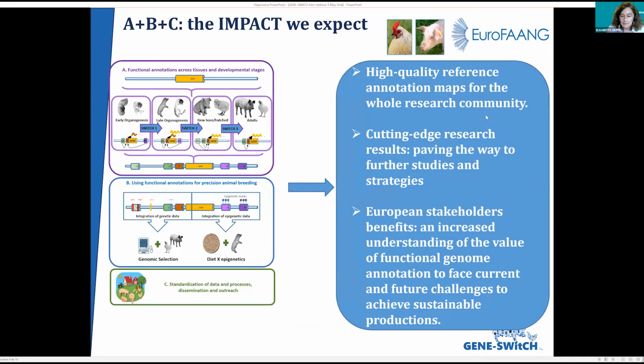So what is the impact that we expect from these components that I've illustrated? First, high quality reference annotation maps for the whole research community that will be, I think, a great resource for both academic and applied research. We will deliver cutting-edge research results that will pave the way for further studies and also, we think, strategies. And we think there will be a number of benefits for European stakeholders, an increased understanding of the value of functional genome annotation to face current and future challenges for achieving sustainable production.